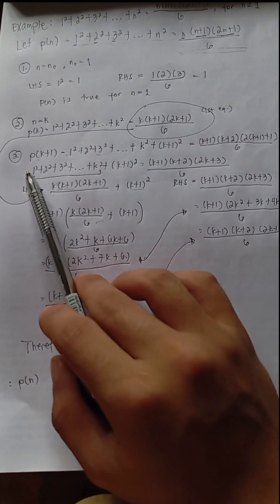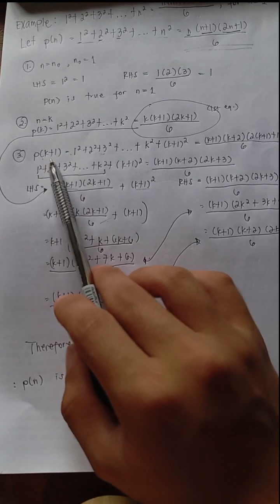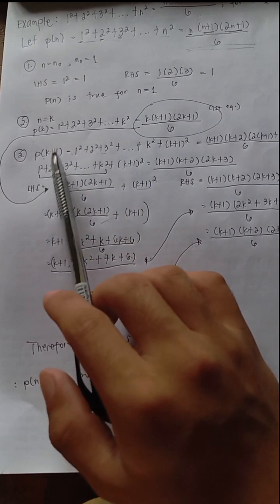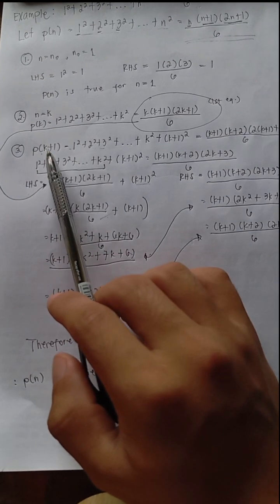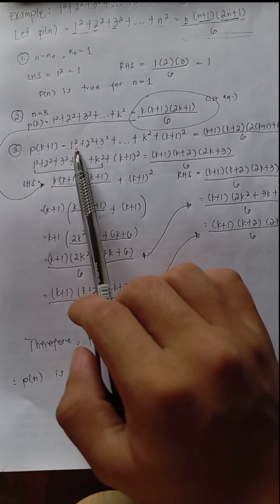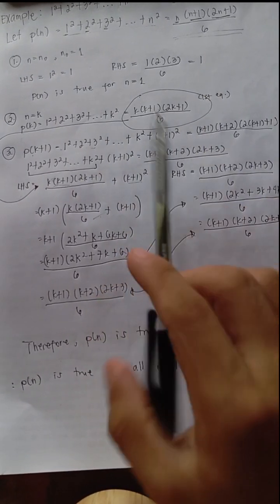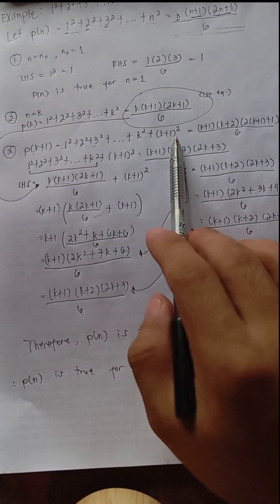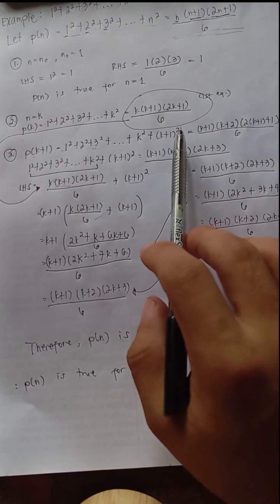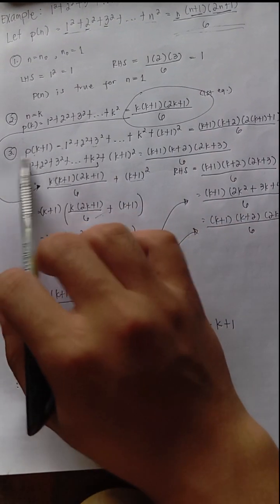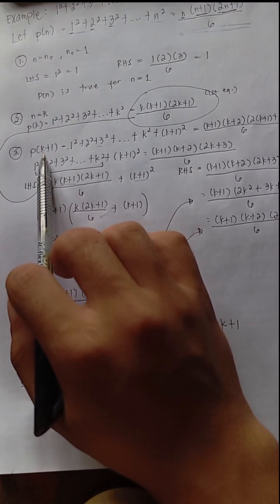Next is the third step. We need to prove that P of n is true for some n equal to k plus 1. So we have our equation, which is P of k plus 1 is equal to 1 squared plus 2 squared plus 3 squared plus dot dot dot. As you can see, there is an added k plus 1 squared. That comes from the value we need to prove, the k plus 1.